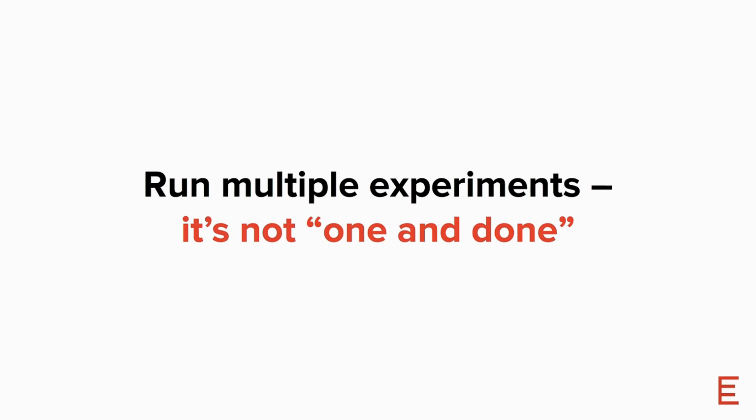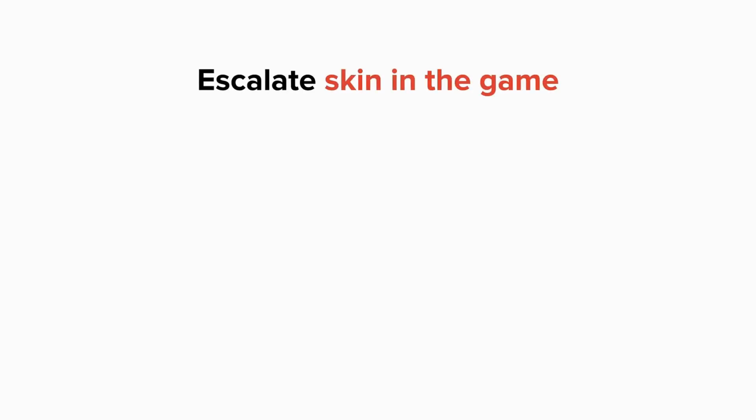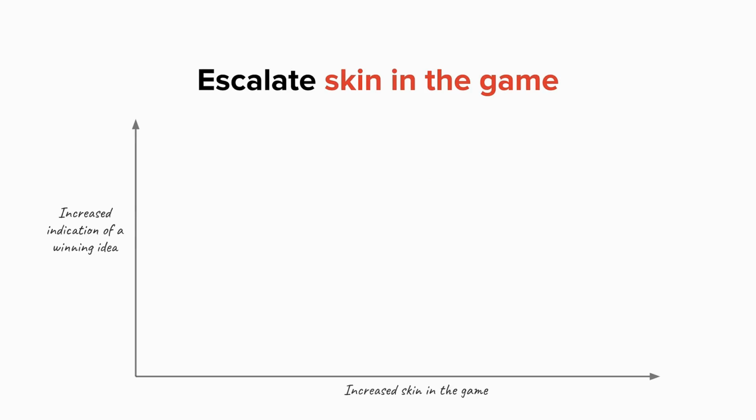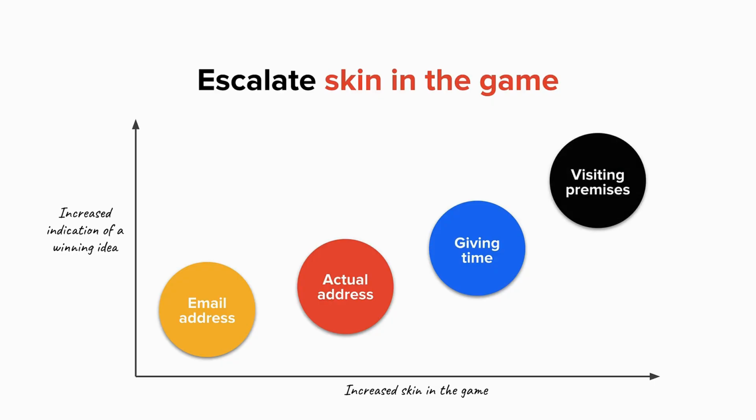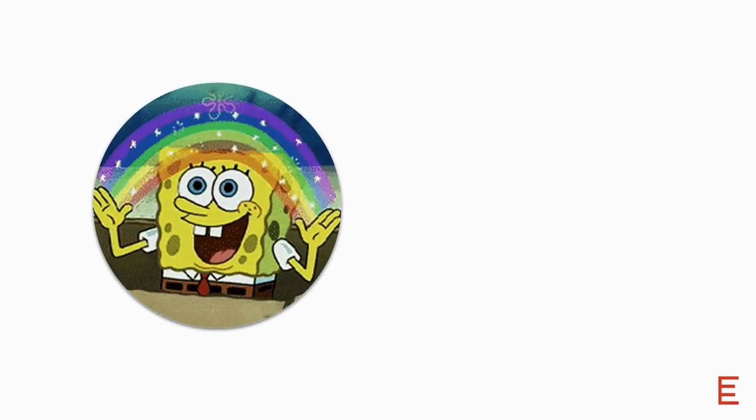The trend shows itself very, very quickly, and we either kill the idea early or we escalate the amount of skin in the game we have over time to make sure that those results that are trending upwards are giving us the right signal. So as an example, you might go from just give us an email address to give us your actual address, or give us some of your time, or give us your phone number so we can call you, or let us come and visit you on your premises if you're selling a service, or those kinds of things.